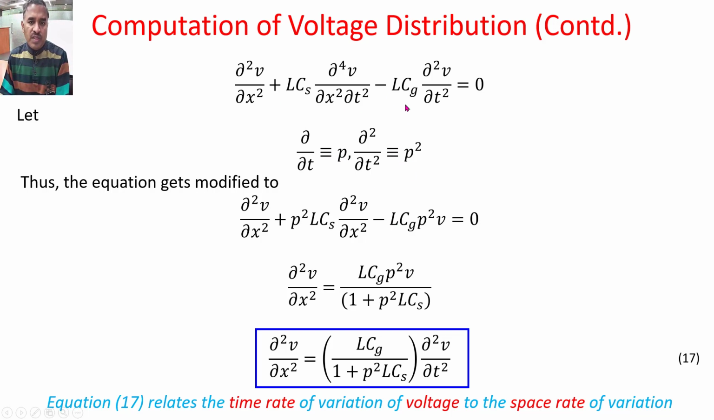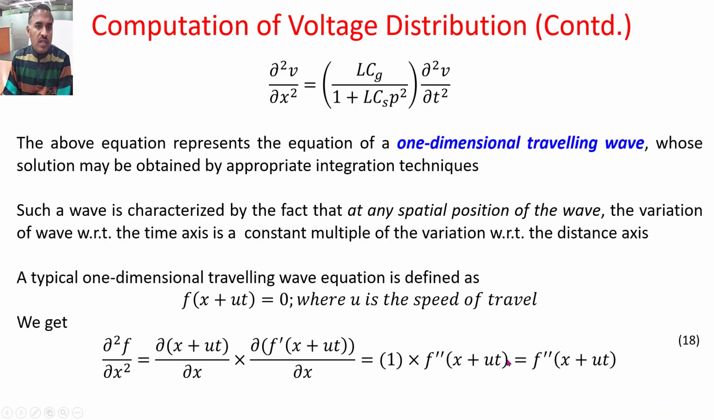So if you replace it by p, this equation becomes ∂²v/∂x² plus p² into this, and then LCg p² into v equals 0. Or taking common this ∂²v/∂x², you will get it in terms of this one. Again, p² can be replaced by ∂²v/∂t². So this equation relates the time rate of variation of voltage to the space rate of voltage variation. Of course, p² is there, this operator. This is a frequency dependent term here. So this is how the time rate is related to the space rate here.